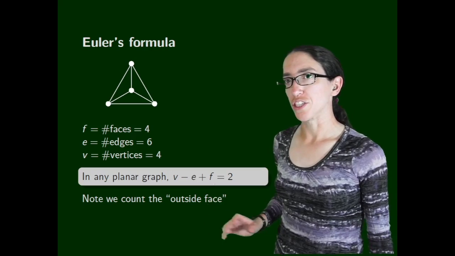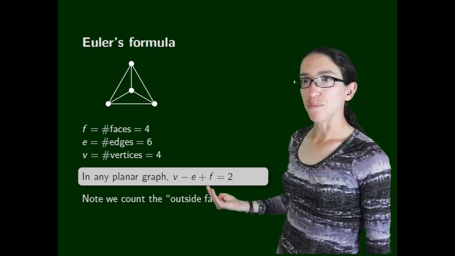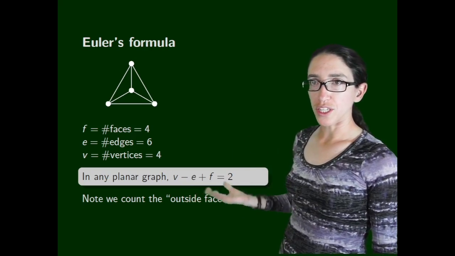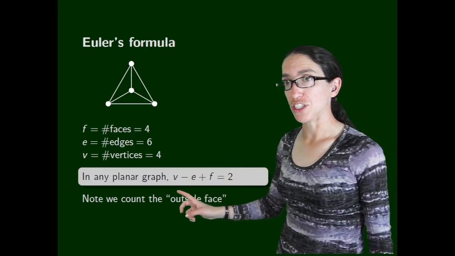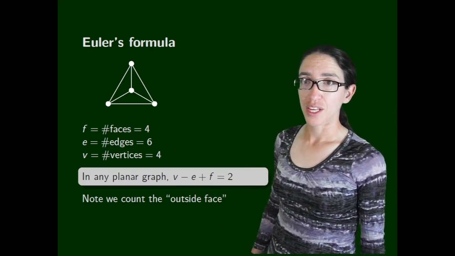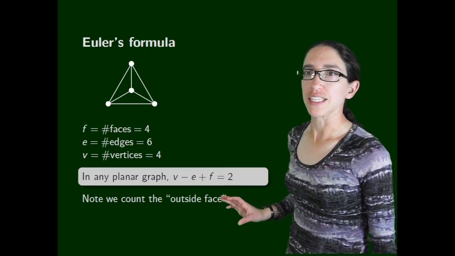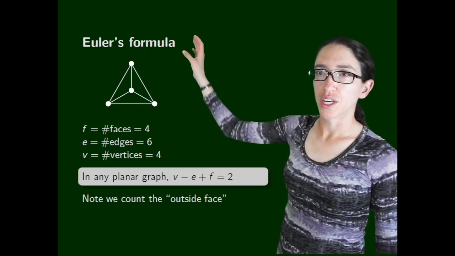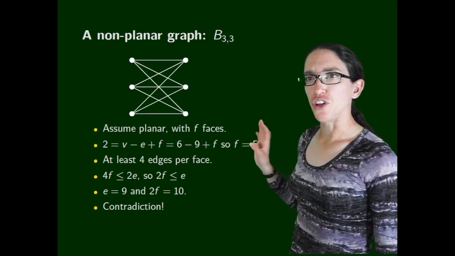Well, here's where Euler's formula comes in. In any planar graph, v minus e plus f equals 2. This is Euler's formula for planar graphs. And that means that if you have a graph and you know the number of vertices and you know the number of edges, then the number of faces is actually determined uniquely. So Euler's formula comes in handy here. Note we count the outside face again, so number of faces includes the region of the plane outside the entire graph. Here's an example of a non-planar graph.